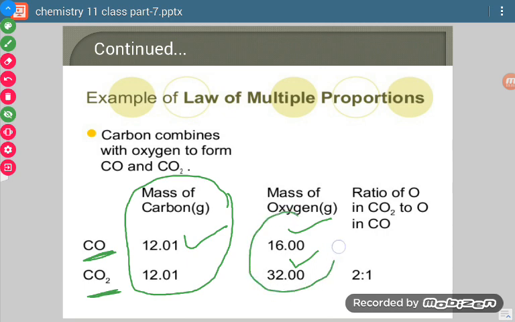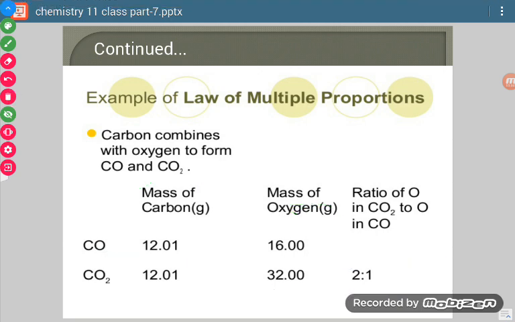Now we will take the ratio of these two. This ratio will be, if taken CO to CO2, then it will be 1:2, and if I have taken CO2 to CO, then it will be 2:1. So here we have taken the ratio of O in CO2 to CO. So in CO2 to CO, it is like 2:1. So this is the law of multiple proportion.